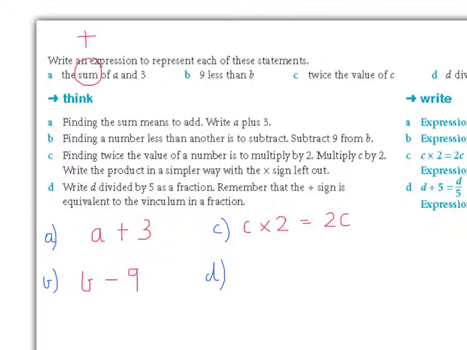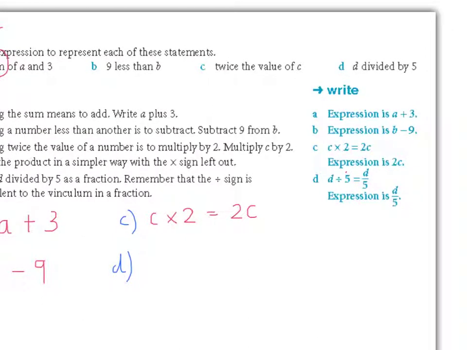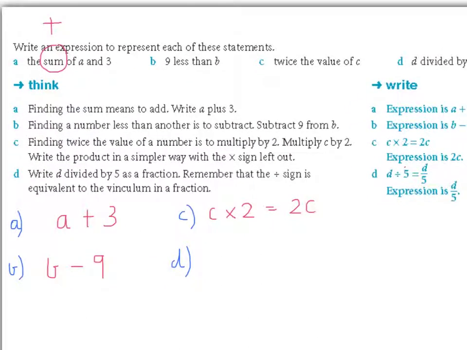And one final example is D divided by 5. This is how we would start off, D divided by 5. And in algebra, like how we don't use the multiplication sign up here, we also don't use the division sign. So instead of writing D divided by 5, we write it as a fraction. So we write it like this.